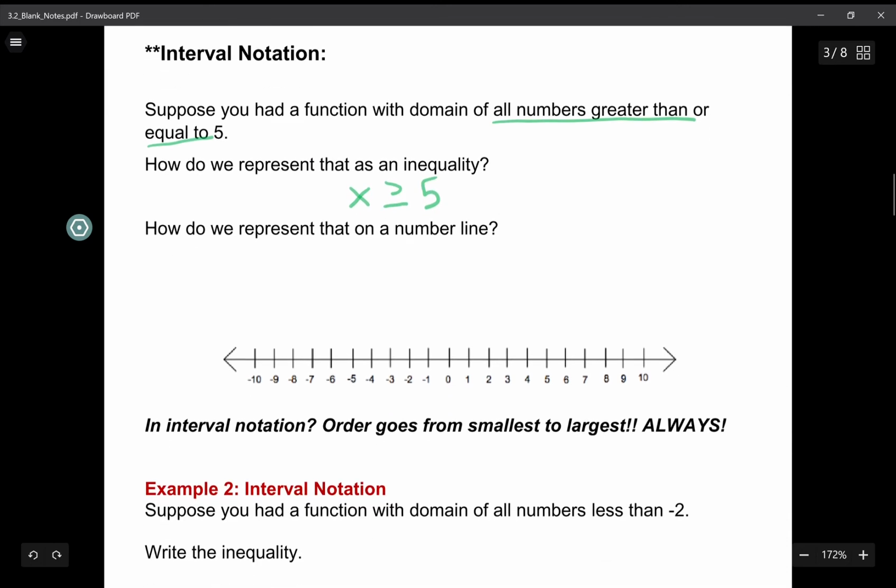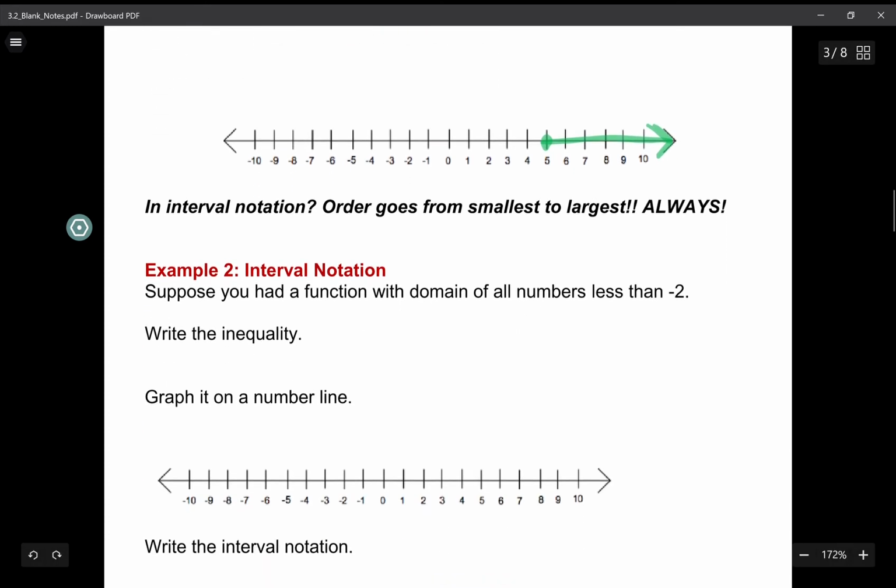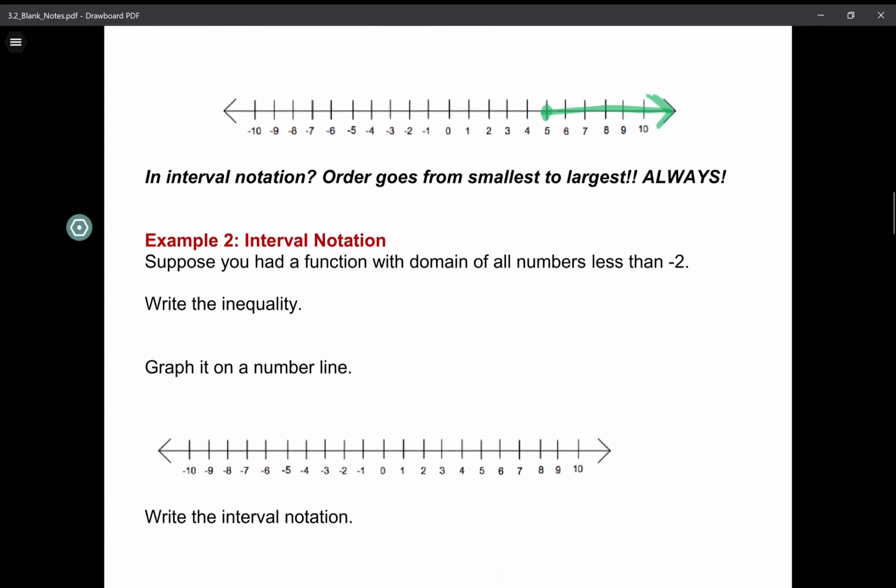Let's graph this inequality on our number line. So since it's greater than or equal to, we're going to put a closed circle at 5, and any number that falls into that category is going to be any number 5 or bigger. All right, let's do another example before we jump right into interval notation. Let's say we had a function with a domain of all numbers less than -2. Let's write the inequality. x is less than -2.